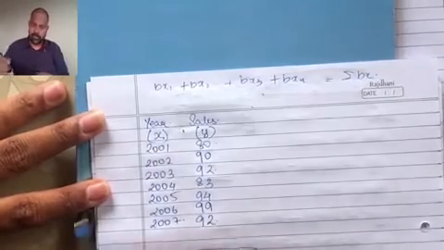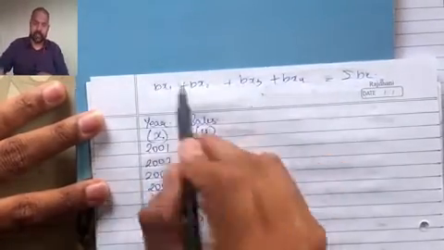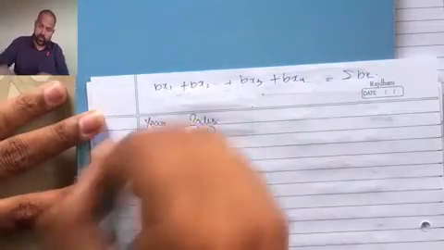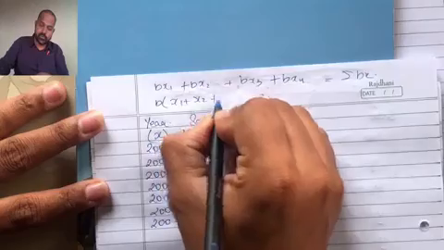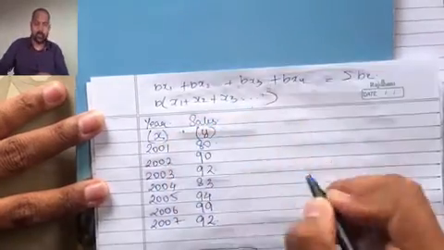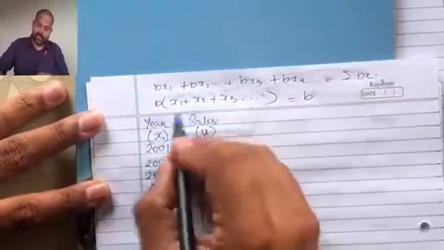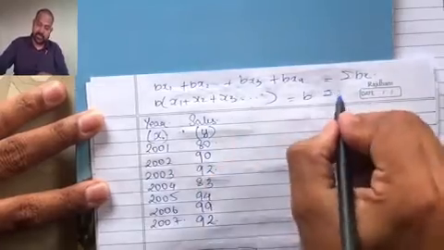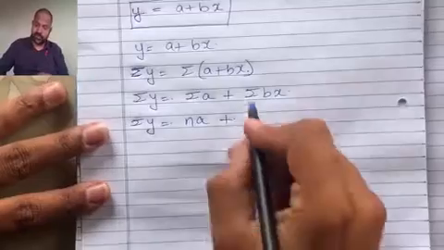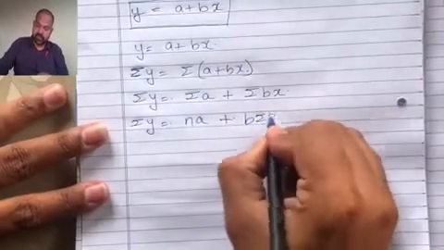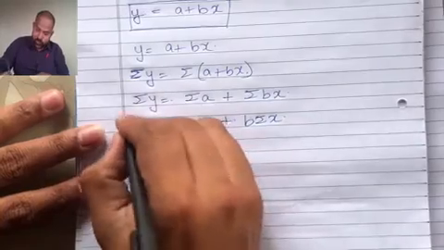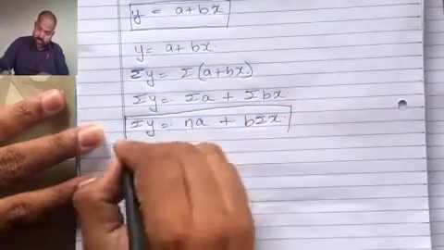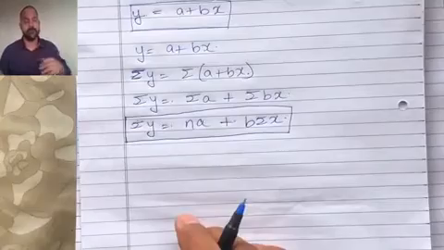But you tell me one thing, isn't B a constant value? Then remove it out, no? Doesn't that become B times X1 plus X2 plus X3? So doesn't that become B outside? And isn't this the sum of X? So we pull the B out and we say summation of BX is B sum of X. And this is the first equation that we are going to use to estimate the values of A and B.